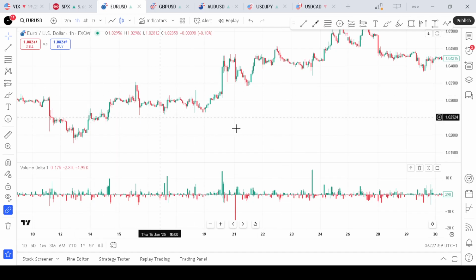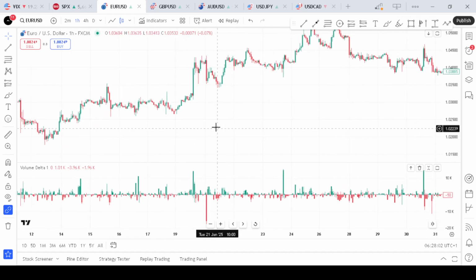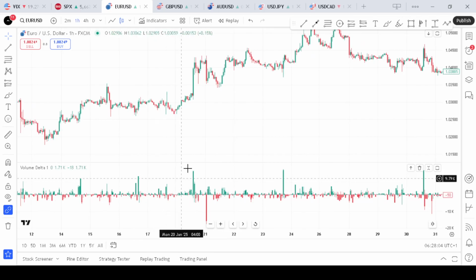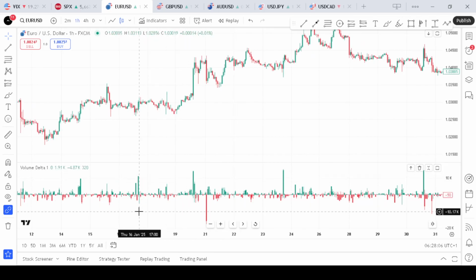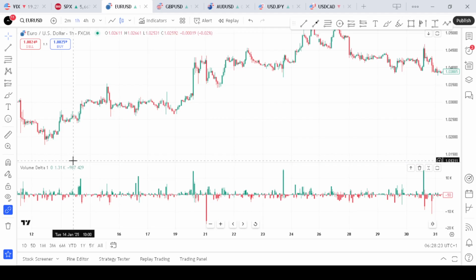We first start by understanding what the delta volume indicator is. This indicator is a specialized tool designed to measure the difference between buying and selling pressure in the market. It provides traders with insights into the underlying sentiment behind price movements, helping to identify potential reversals, trend continuation, or areas of market exhaustion. This is basically what it means.